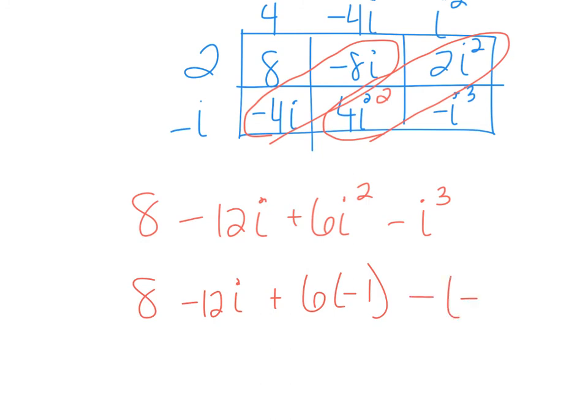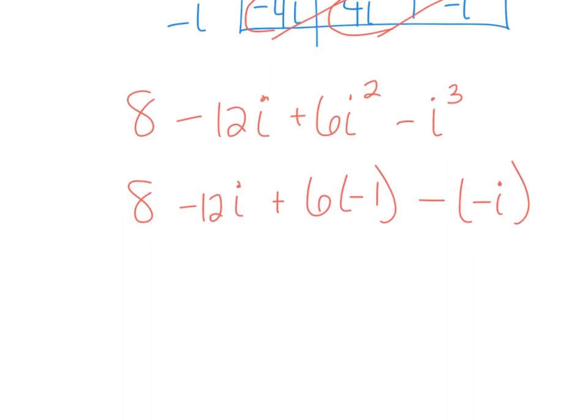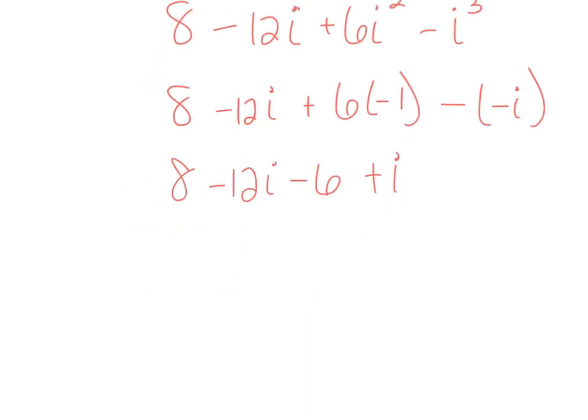i cubed is negative i. You guys can type them into your calculators. Whenever you have a power of i, just type it in. It'll tell you how to reduce it. This gets me negative 6, and then positive i. 8 minus 6 is 2. And then negative 12 plus 1, because there's a 1 really here, and that's an i, is negative 11i.